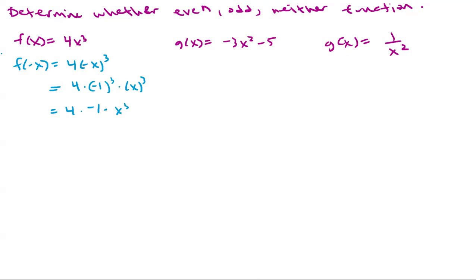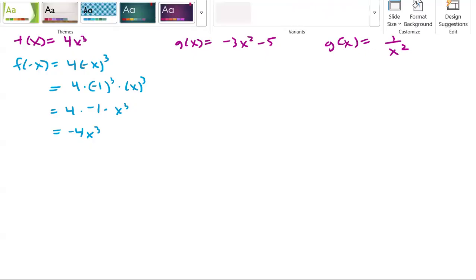And then we have x to the third power. Well, 4 times negative 1, that's just going to give us negative 4, and then x to the third. Okay, so now what do I do? Well, we need to look at our outputs.